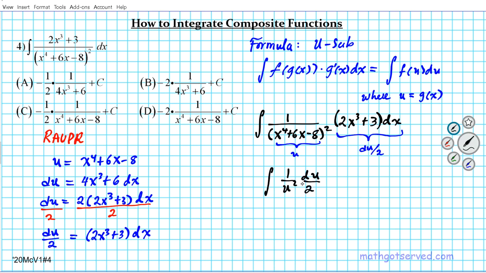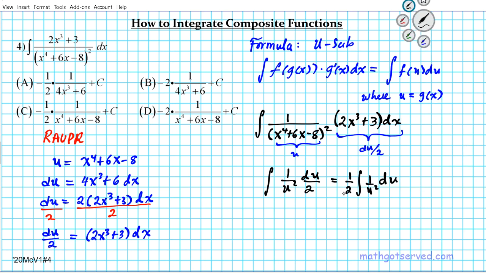Okay, so let's get this 2 out of the way. We're going to factor it out using the constant multiple rule. So we have a nice looking integral, 1 over u squared du. Now, how do you integrate 1 over u squared? Is there any formula for that? Well, there isn't. So what are we going to do?